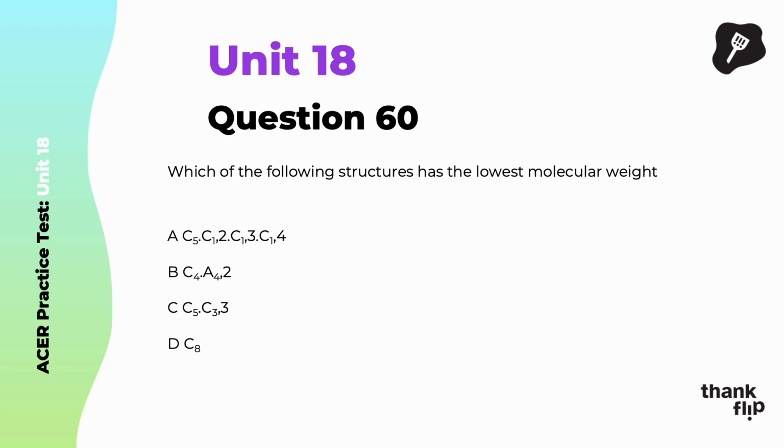It's asking which of the following structures has the lowest molecular weight. So what do we need to look for in terms of molecular weight? Well, we're looking for the types of atoms there are because each atom has a different molecular weight. And we're also looking for the number of atoms there are, okay? So we have two different notations here. We have C and we have A, okay? And so the A is representative of a ring and the C is representative of a carbon chain, okay?